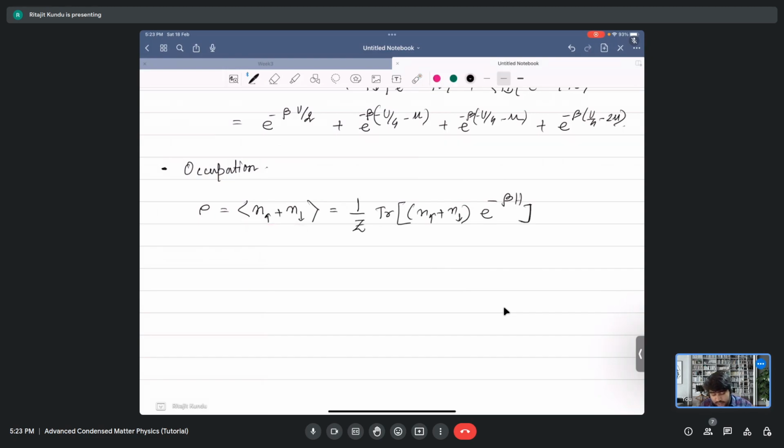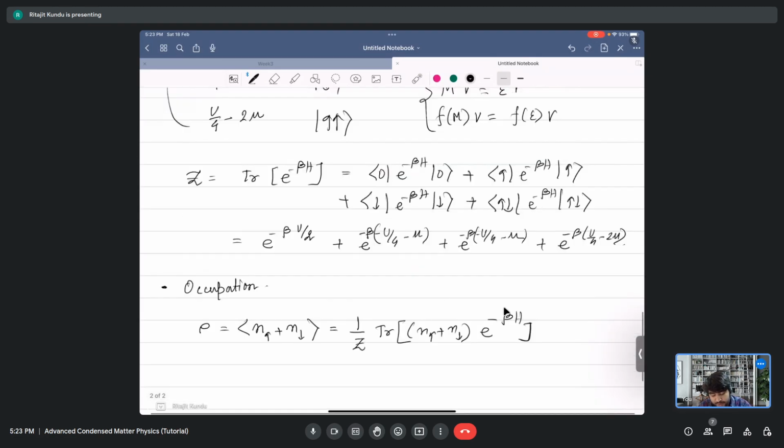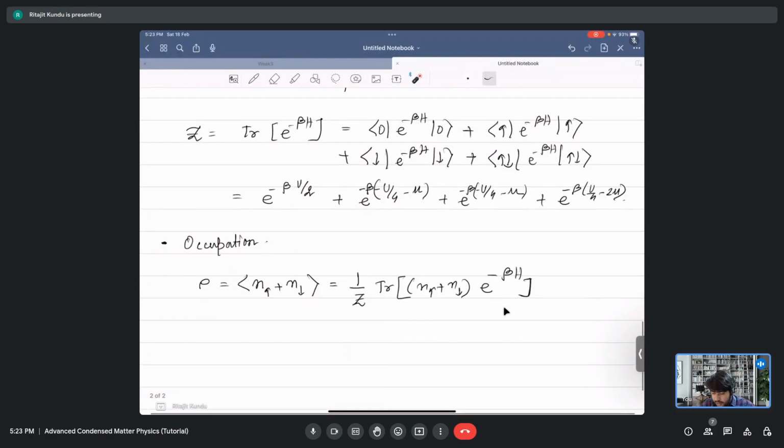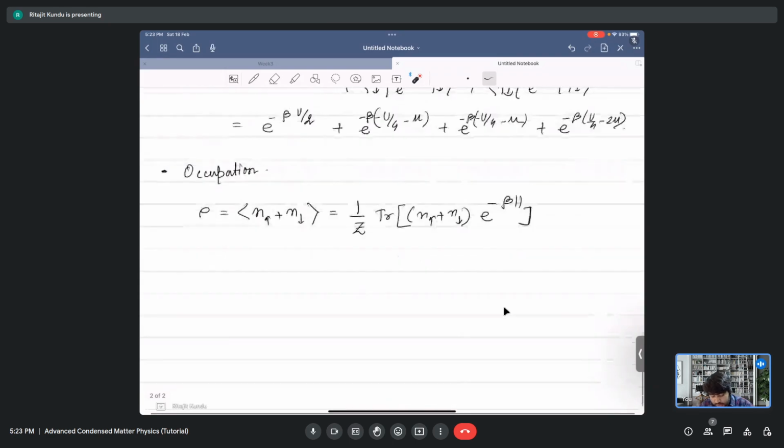Similarly, like we did last time, we can expand this trace in terms of this eigenbasis: 0, up, down, and up-down. Let's quickly do that.